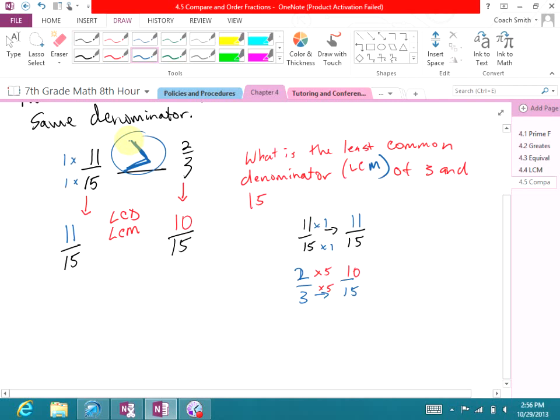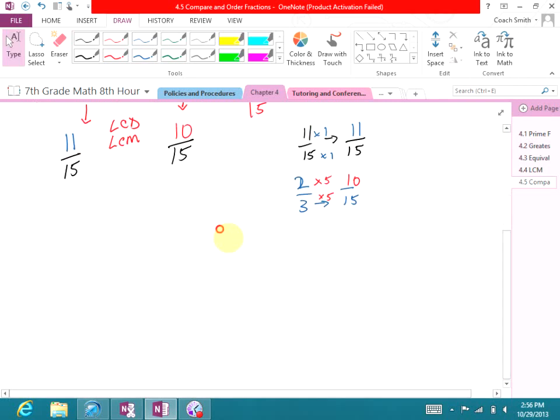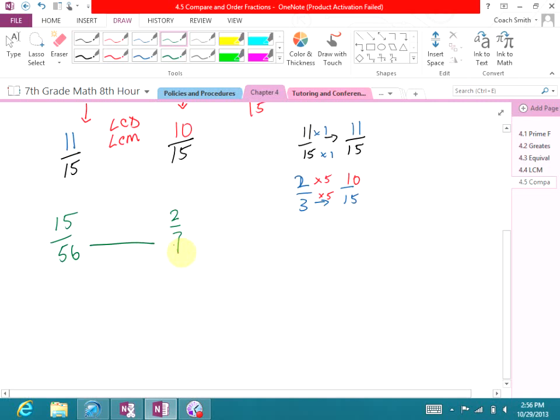Okay, let's look at another example. If I have 15 over 56 and 2 over 7. Now if I don't know what the least common denominator is between 56 and 7, then I do what we did last night. I prime factor it.